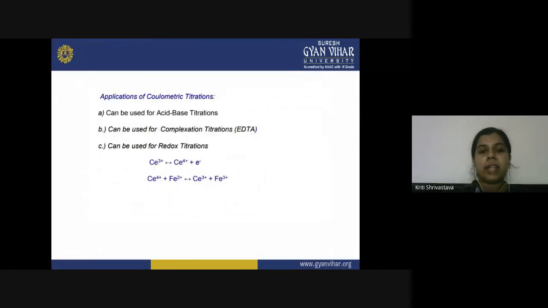So what are the applications of coulometric titrations? They can be used for acid-base titration. You can directly measure the amount of acid or base remaining during the course of the titration. Then we can also apply them for complexometric titrations, in which we use EDTA as a chelating agent. And similarly, we can also use them for redox titration. So here you are simply measuring the current. We are simply using controlled potential coulometry rather than taking other readings. So redox titration can also be used here.